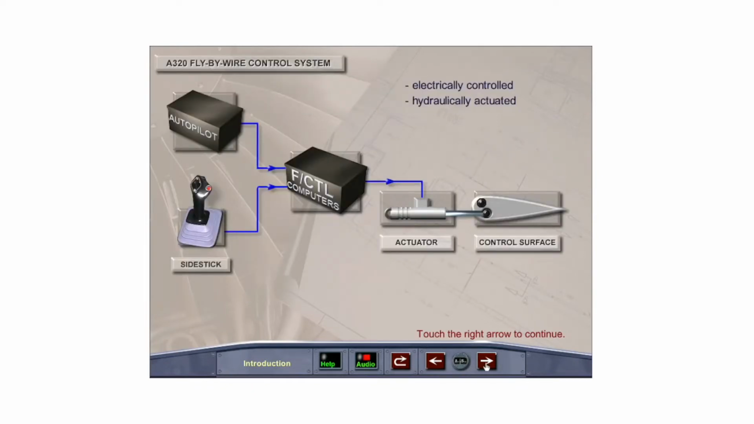The A320 was the first commercial airliner to utilize a digital fly-by-wire flight control system. All flight control surfaces are electrically controlled and hydraulically actuated. This eliminates most of the traditional mechanical complexity and results in reduced weight, reduced maintenance costs, and increased reliability. It also provides optimum aircraft performance and improved fuel efficiency.